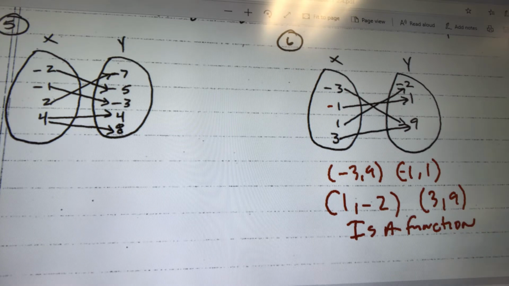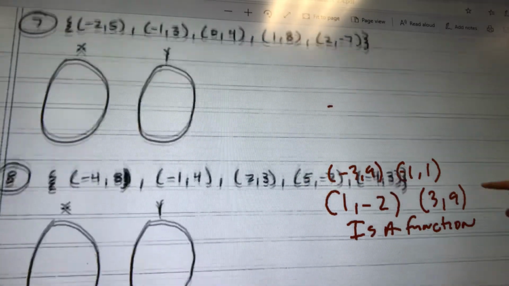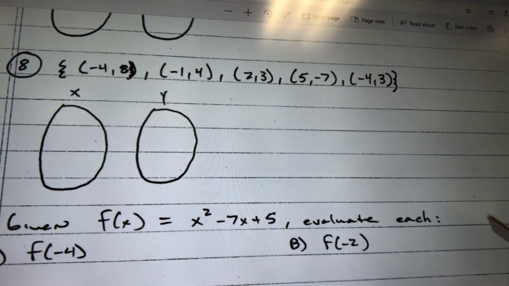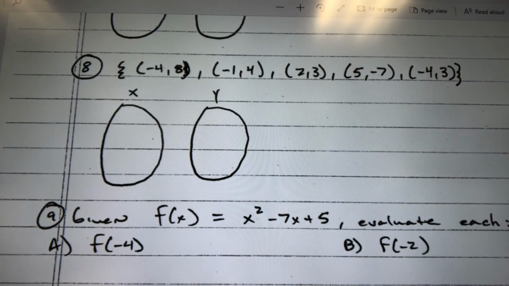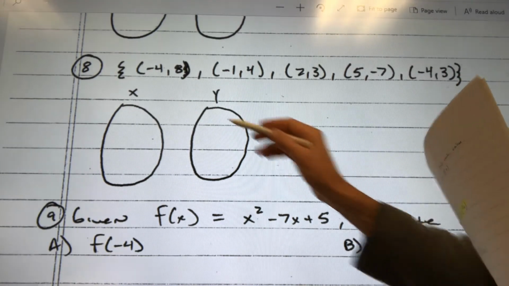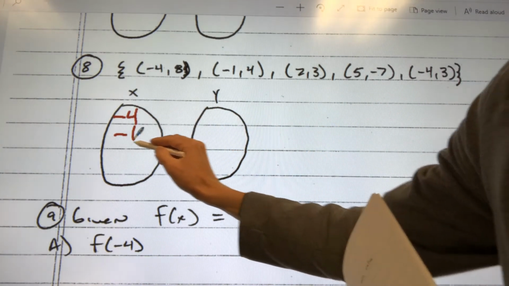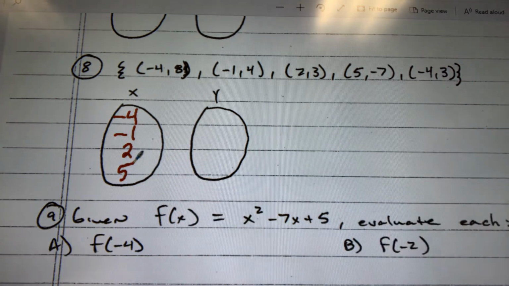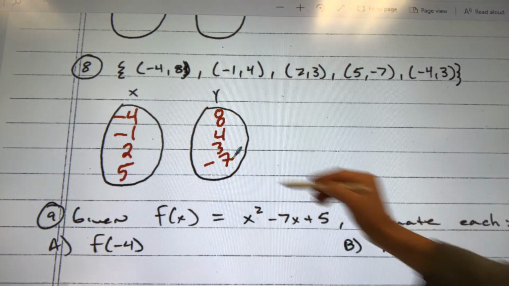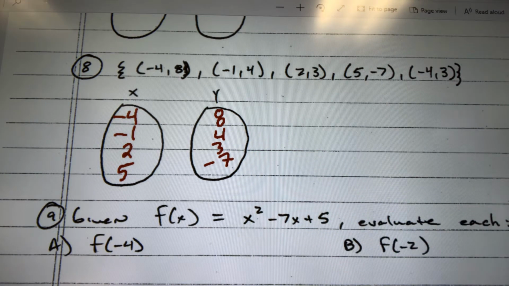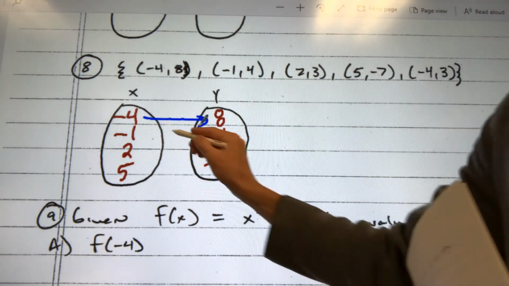Given the ordered pairs, make a mapping diagram on number 8. You can see all of 8 now. Again, they don't have to be in order here on a mapping diagram. I just don't, unlike the last one, write -4 twice. 8, 4, 3, -7 are the different y's. Okay, you don't have to state whether or not it's a function if I don't ask you. You see 2 -4s though for x's, so it's not a function.